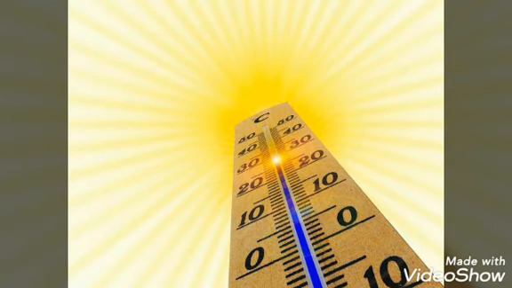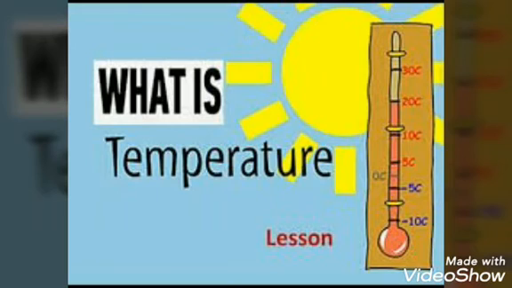Now here comes another term, temperature. What is temperature? Temperature is the degree of hotness or coldness of air. An important factor which influences the distribution of temperature is insolation. First of all, let me tell you the SI unit of temperature is degree Celsius. And after that, I will tell you what insolation is.